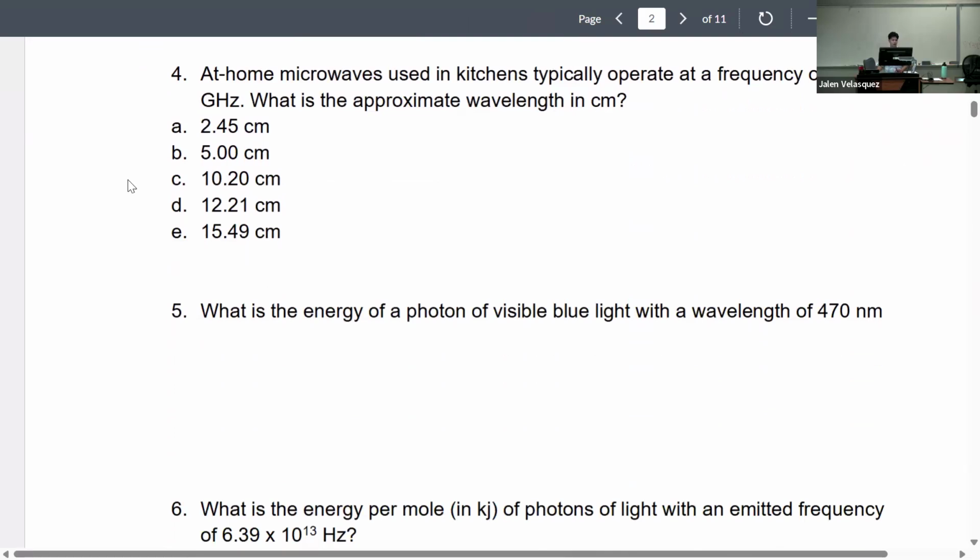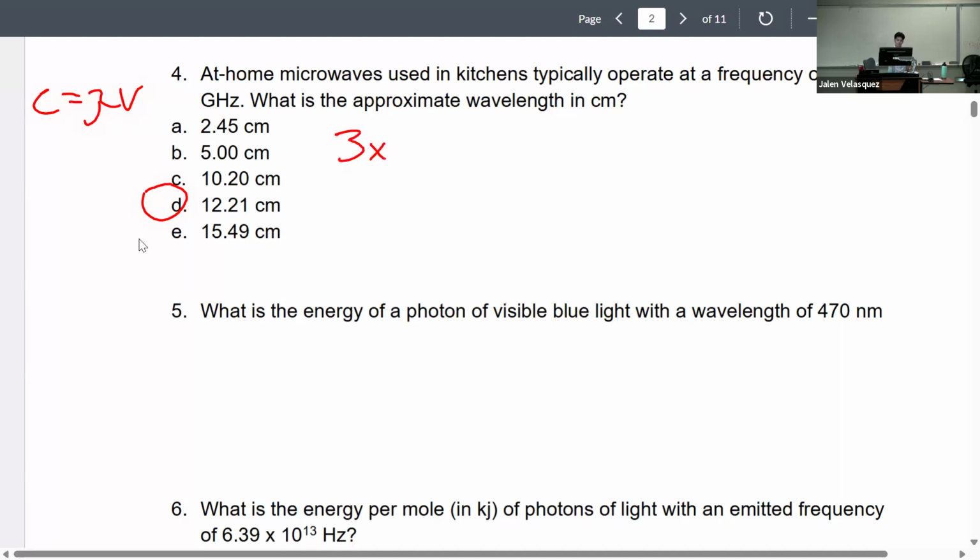Number 4 says at-home microwaves used in kitchens typically operate at a frequency of 2.45 gigahertz. What is the approximate wavelength in centimeters? So what do we think our answer choice should be here? Good, it's going to be D, 12.21 centimeters, right? So again, we're using c equals lambda nu. Convert 2.45 gigahertz into hertz. Then once you have that, you just plug into your equation.